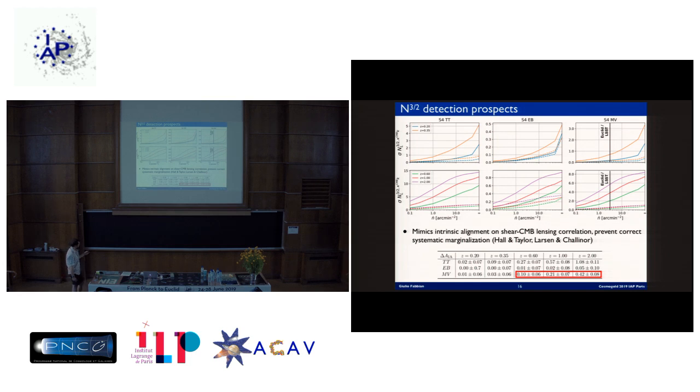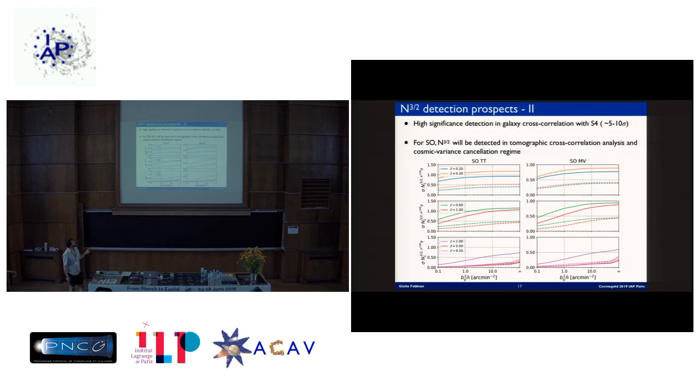Let me just say two things about that. This effect is also nasty because it can mimic the effect of intrinsic alignment in the cross-correlation between CMB lensing and galaxy lensing. So if you want to marginalize the intrinsic alignment effect, you have to include or get rid of these effects. Otherwise, you would detect a fake intrinsic alignment signal at 5 or 3 sigma, depending on which redshift bin you're looking at.